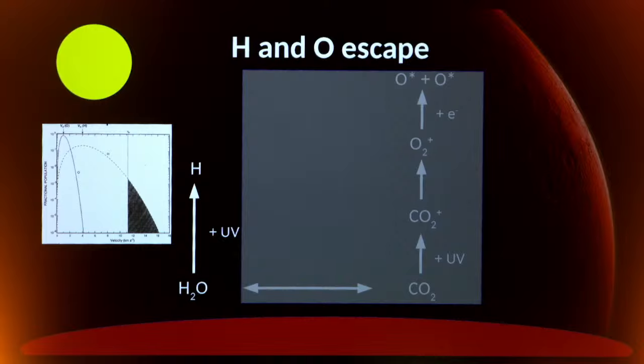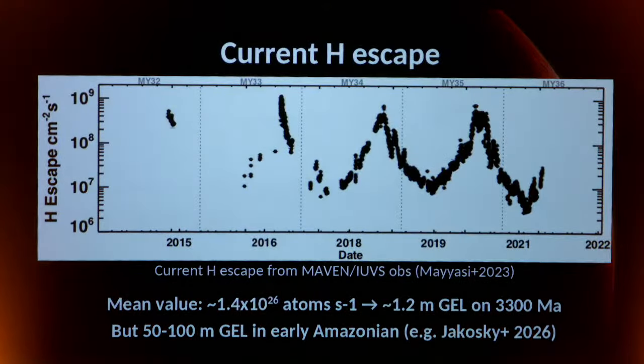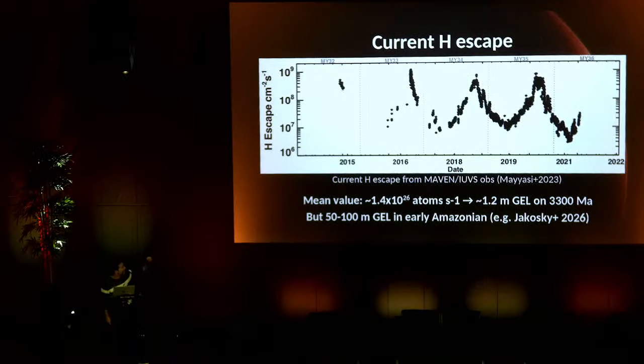The rate at which hydrogen atoms escape from the current atmosphere has been inferred from measurements of the hydrogen corona by MAVEN and by Mars Express. Basically, this is one example. If you count how many atoms escape currently during one Martian year, and you multiply that by the length of the Amazonian period, what you find is that current escape can only explain the loss of a couple of meters global equivalent layer of water during the whole Amazonian. This is significantly less than the assumed inventory of water that was on Mars in the early Amazonian.